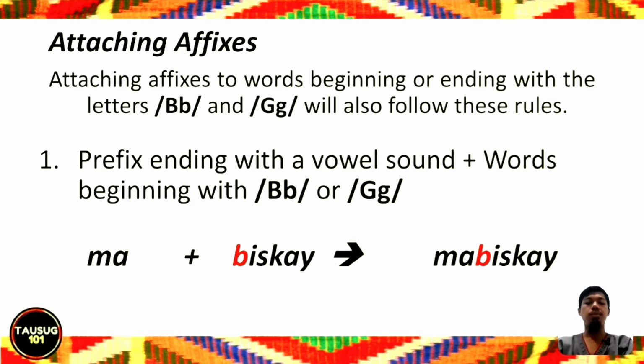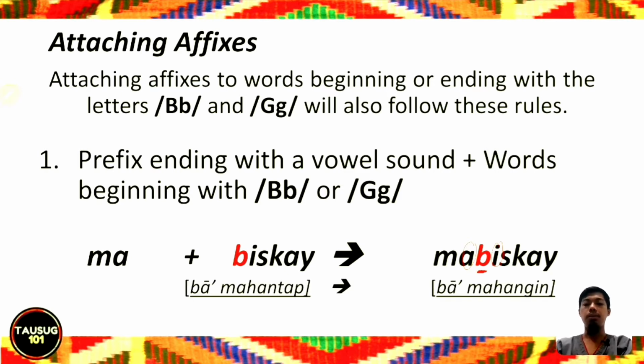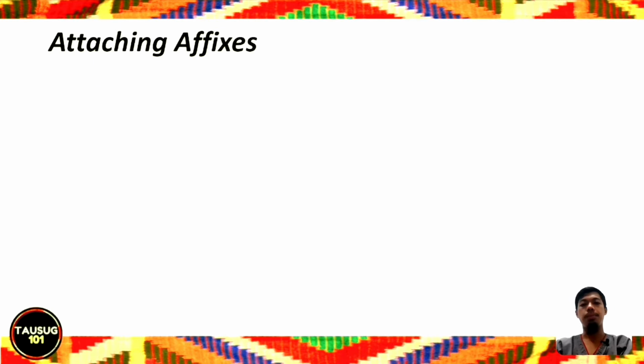But when we attach the prefix ma, it now becomes mabiskay. Mabiskay, not mabiskay. Okay? Why? Because the ba sound here now assumes the ba mahangin sound because it is now in between two vowel sounds. From ba mahantap to ba mahangin.